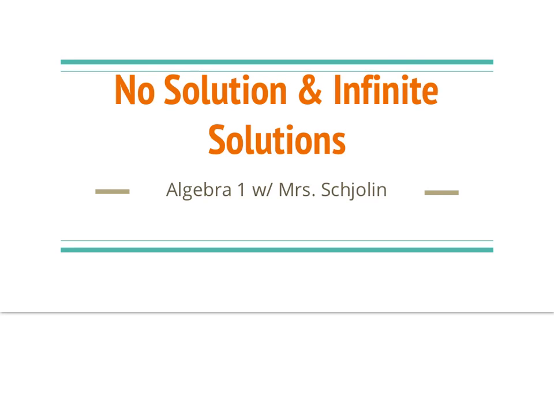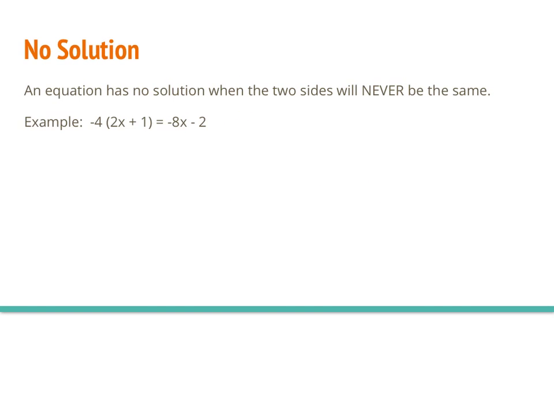Okay, so this is another mini video on special types of equations, equations that don't really have a solution or have every solution possible. An equation is going to have no solution if the starting equation is wrong, basically. If the starting equation is not balanced, it's not really equal, then you're not going to have a solution.